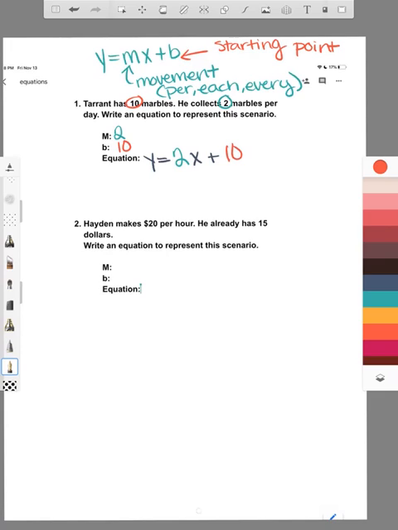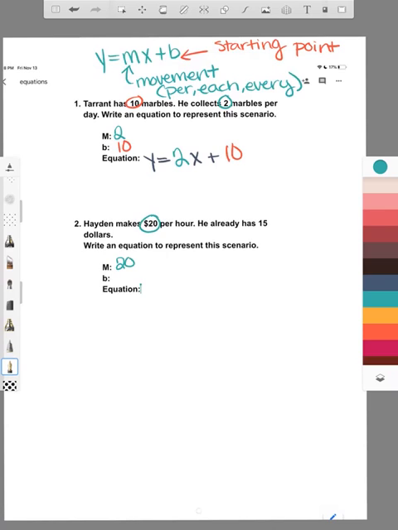Our next question says that Hayden makes $20 per hour. He already has $15. Write an equation to represent this scenario. All right, so we want to identify our m value. Remember, our m value is going to be our what? What is our m value? All right, if you said our m value is our movement, then you're correct. And our movement's going to be what's reoccurring, so each, per, and every. And in this scenario, that m value is represented by $20.